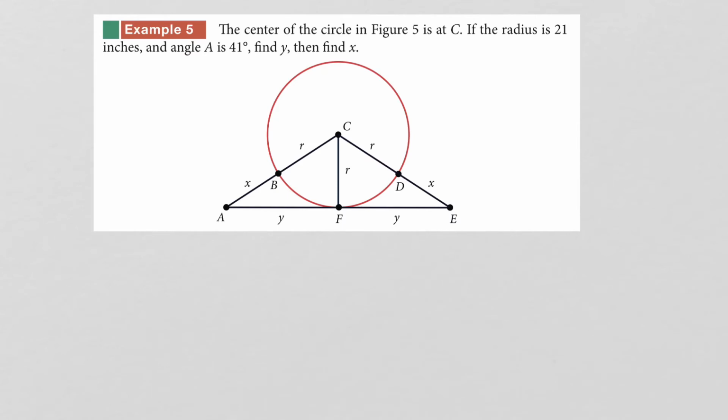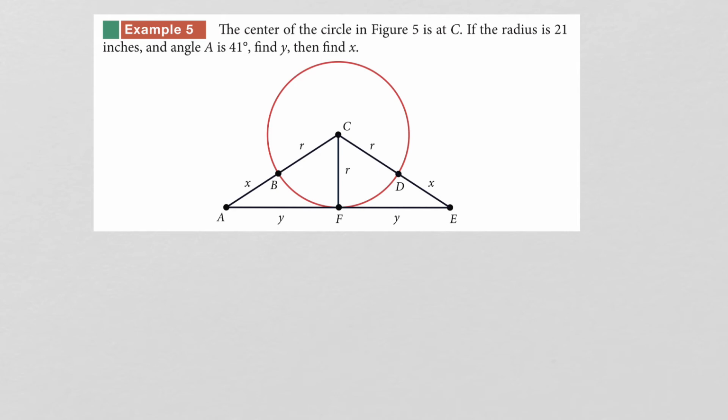In the next example, we are given a circle, and the center of our circle is at the point C, and it tells us that the radius is 21 inches. This angle A outside the circle is 41 degrees, and we want to find Y and then find X.